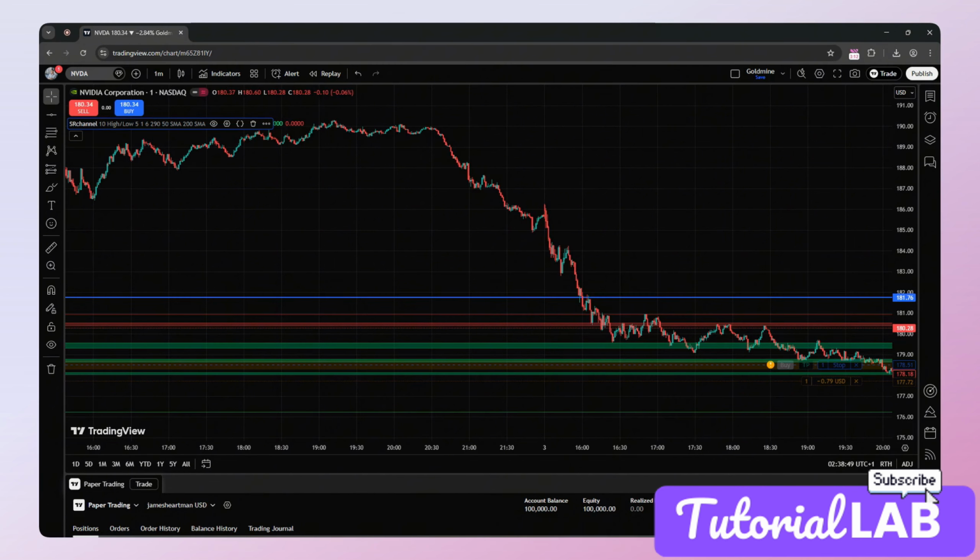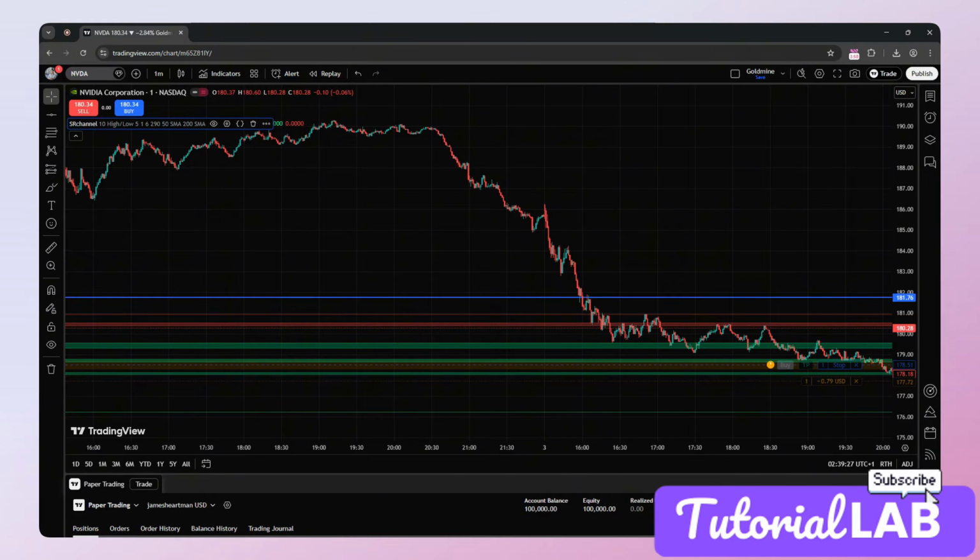Here are a few important tips. Support and resistance are zones, not exact lines. Price may move slightly above or below before reacting, and that's normal. Try not to clutter your chart with too many levels. Focus on the most obvious and respected ones. Also, always combine support and resistance with other tools like trend direction, volume, or momentum for better confirmation.